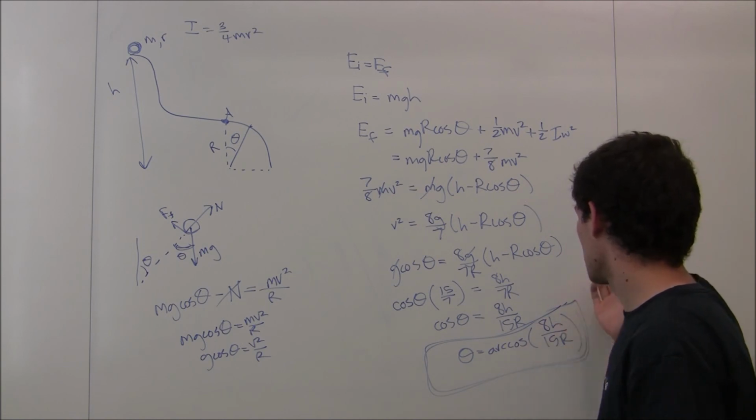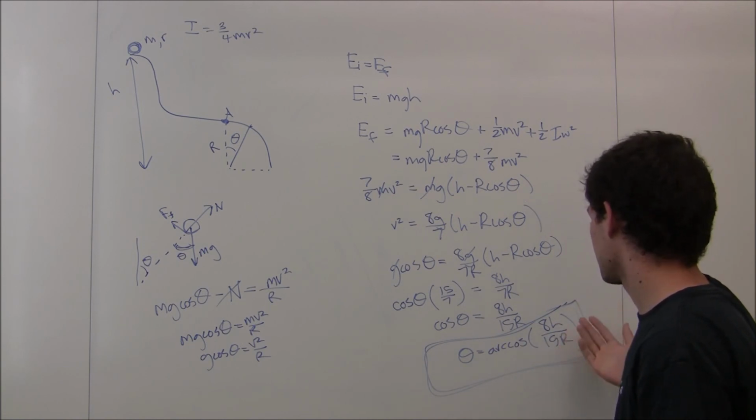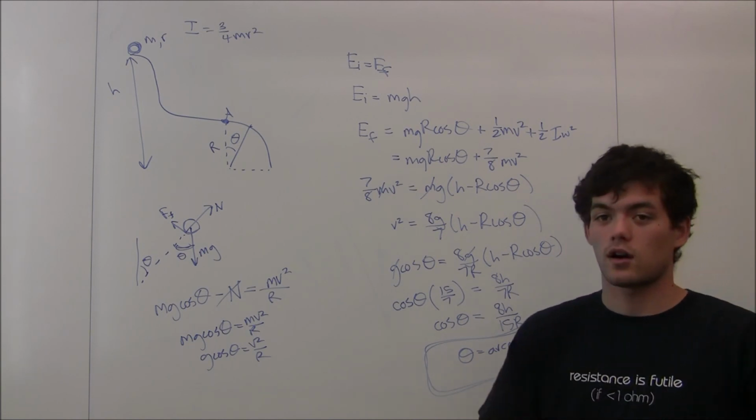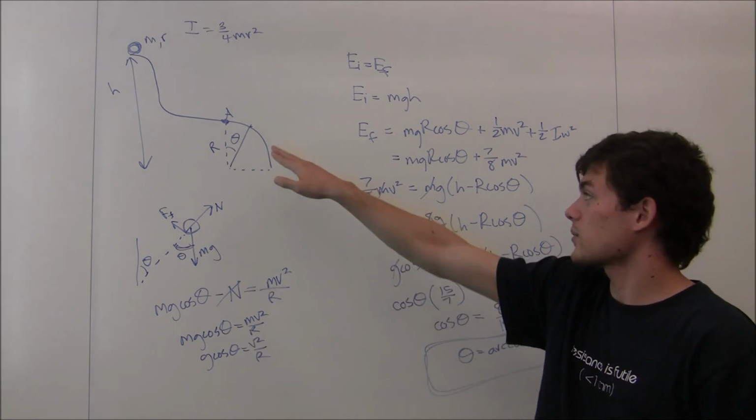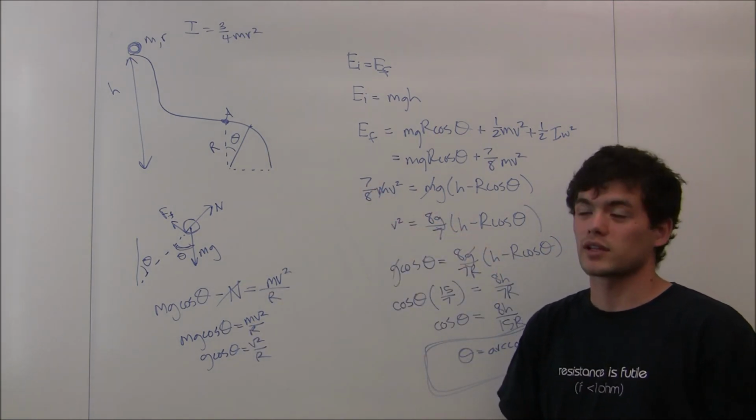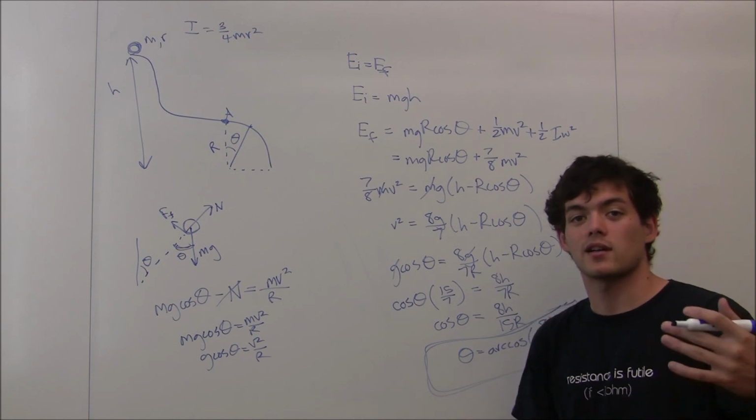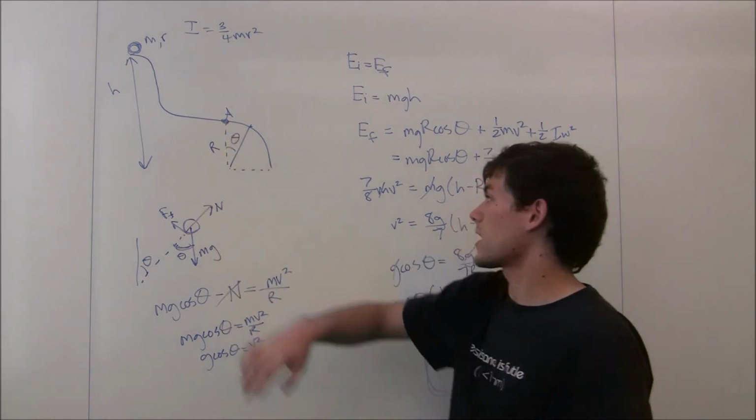So h could be, for instance, 15r over 8, and it would leave the track at point A, or h could be 30r, and it would leave the track at point A. No matter how much higher the tire starts, it'll always leave the track at that point.